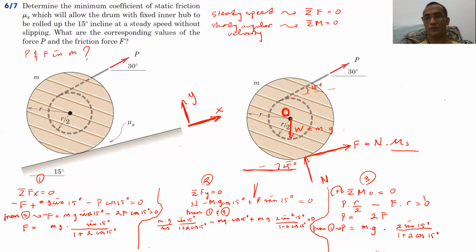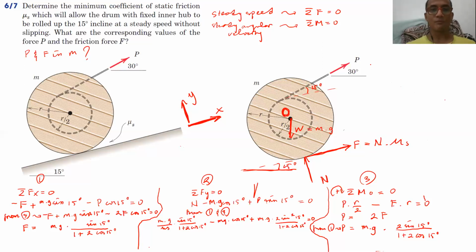We don't know the value of mu s. Then beside that, we don't know the value of the normal force. Then beside that, we don't know the value of the P as well. And the friction force and the pulling force is part of the question as well. So those are the things that we're supposed to solve.